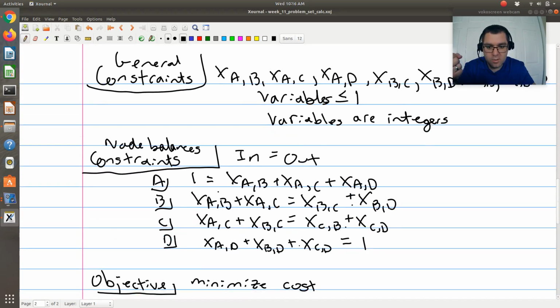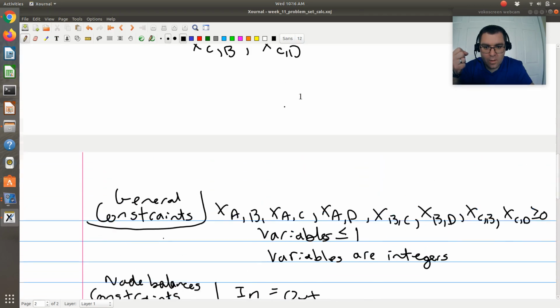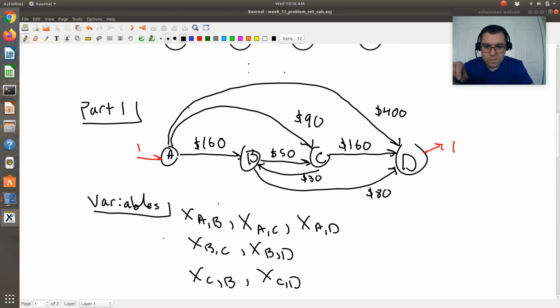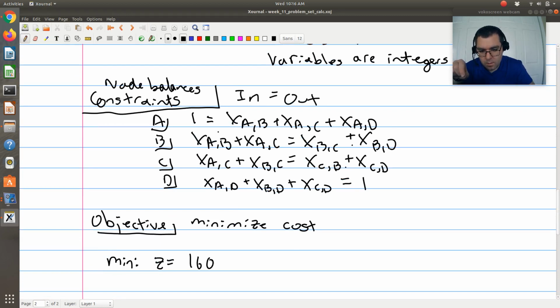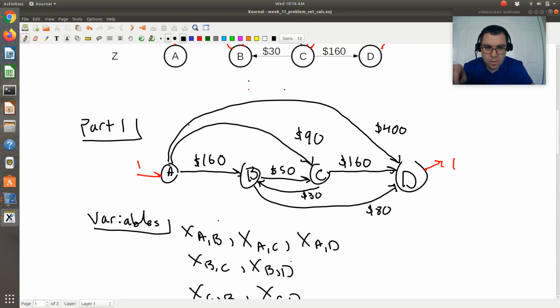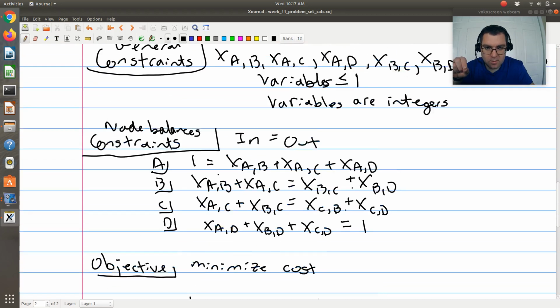Okay, so let me just, we're going to min, okay, and it's going to be z is equal to 160 XAB plus 90 XAC, then 400 XAD, okay, plus, okay, I'm going to write the next one on the next line so I don't run out of space.